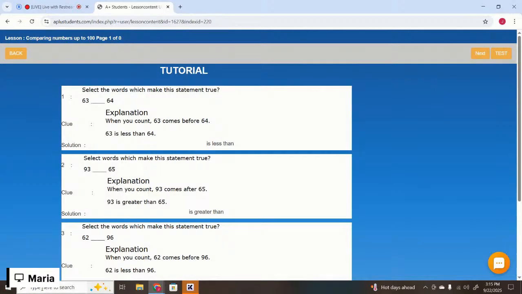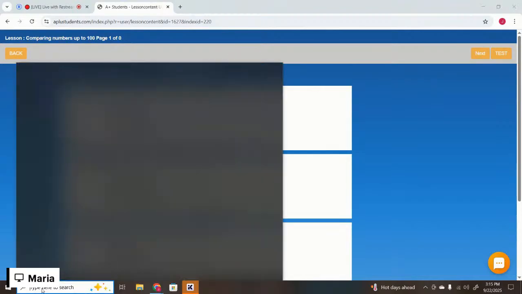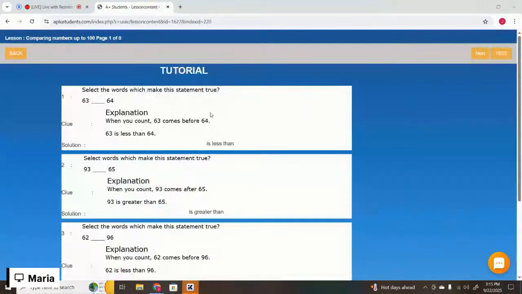Select the words which make the statement true. So numbers, right? Here we have 63 and 64. When counting, we have 63 first and then 64. So that means 63 is less than 64 because 63 comes before 64.